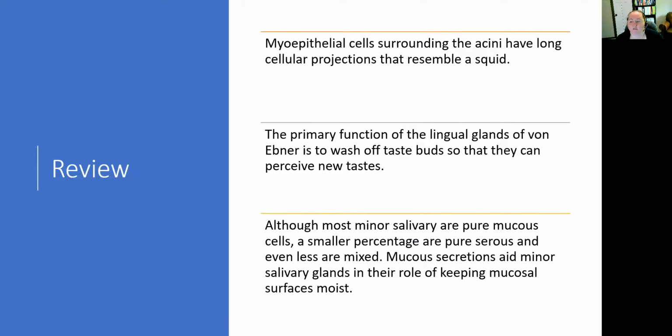All right. The primary function of the lingual glands of von Ebner, we talked about that. Somebody highlighted it on there. You did it on this one, but you'll want to do it on your own, okay? And then the primary function, actually somebody can highlight that on mine too here. The primary function of the lingual glands of von Ebner is to wash off the taste buds so they can perceive new taste. Circle that, highlight that, okay?